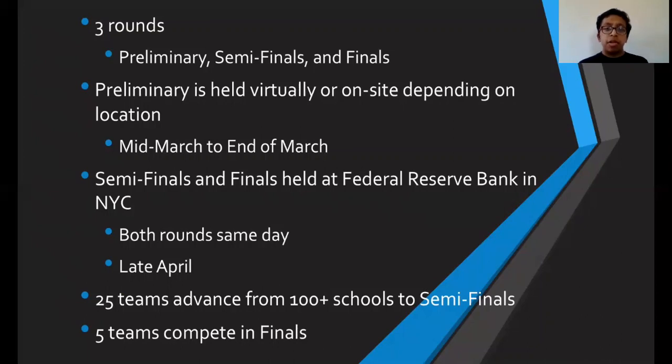The preliminary round is typically held in mid to late March. After this round, 25 out of the 100+ teams that competed will advance to the semifinal round of the competition. This is held on-site at the Federal Reserve Bank in New York City. This is typically towards the end of April. Immediately after the semifinal round is complete, on the same day and at the same location, the final round will be held. 5 teams from the 25 teams in the semifinal round will advance to the final round.